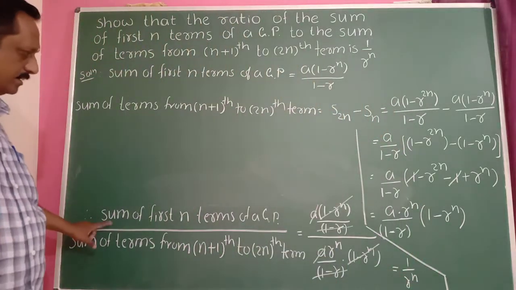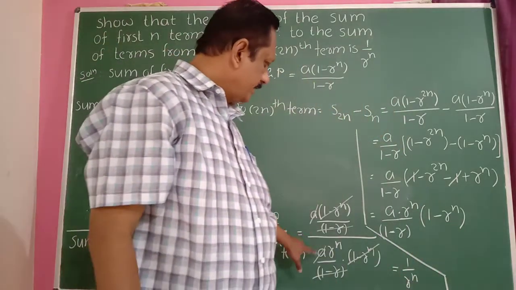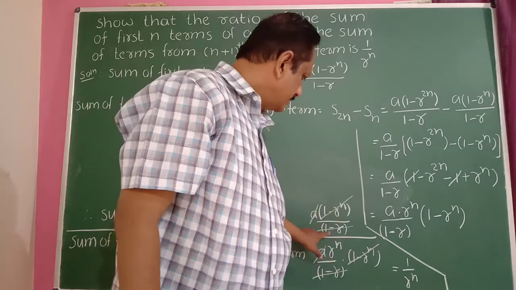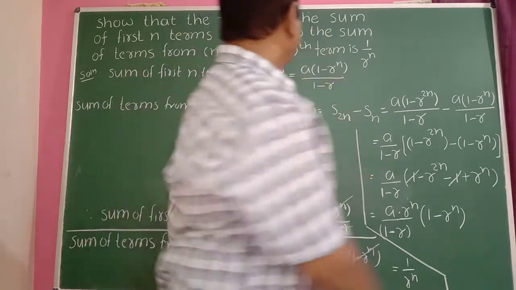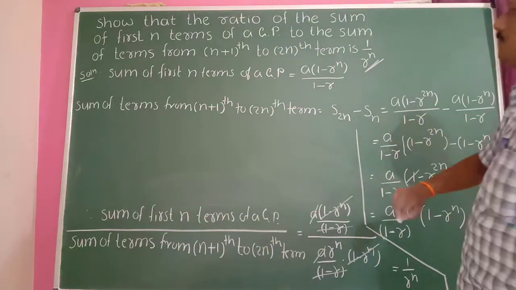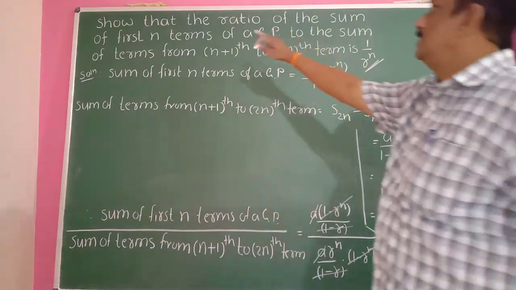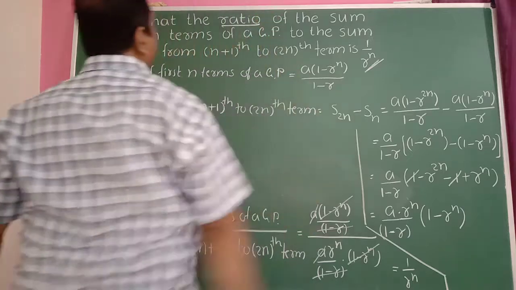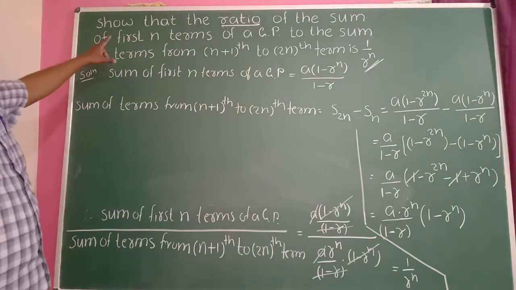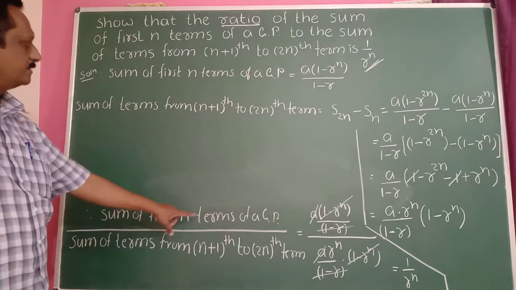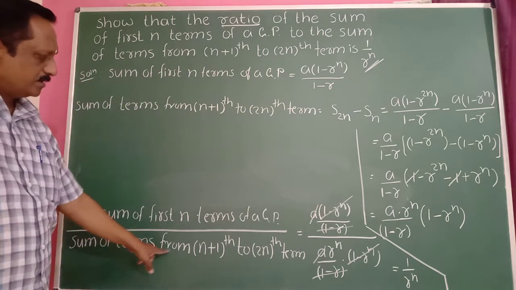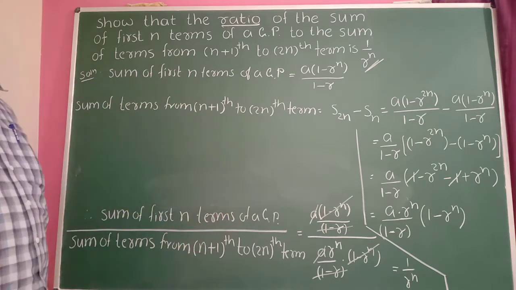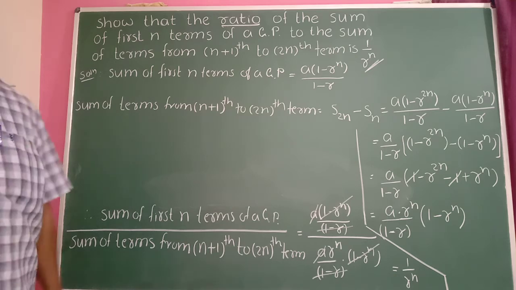Therefore, it's a ratio. In this ratio a cancels, the 1 minus r to the n cancels, 1 minus r cancels here, 1 upon r to the n remains. So, this is our required result. Show that the ratio of the sum of the first n terms of a GP to the sum of the terms from n plus 1 to 2nth term is 1 upon r to the n.